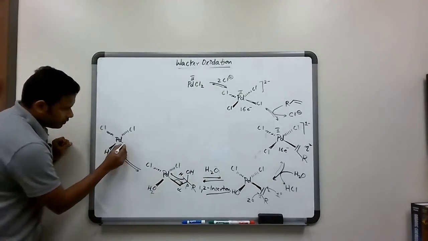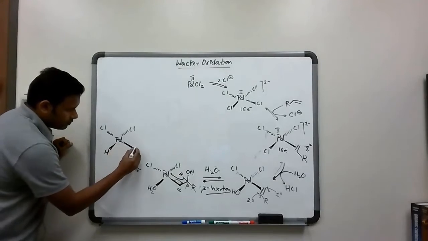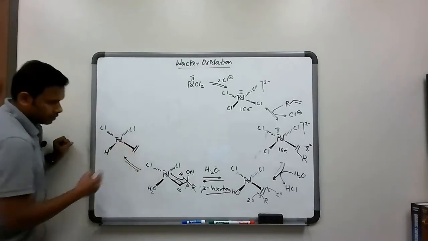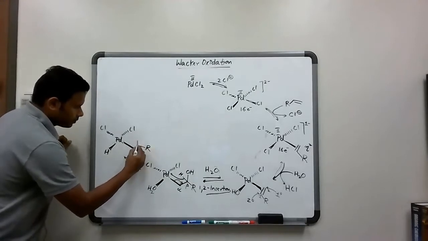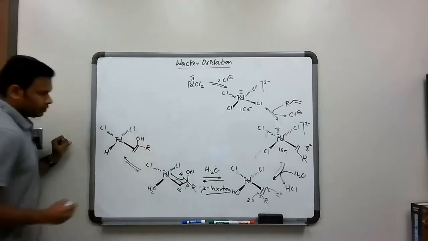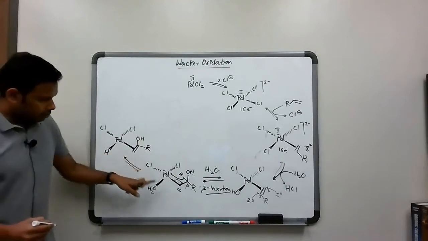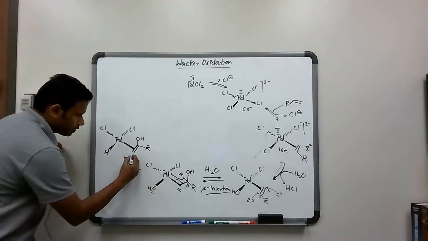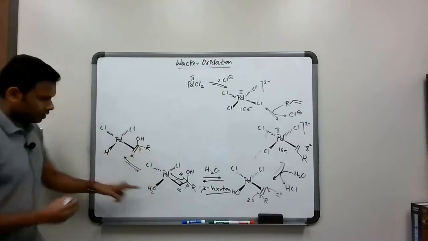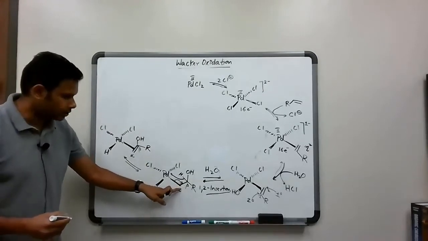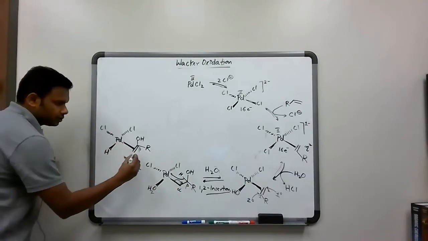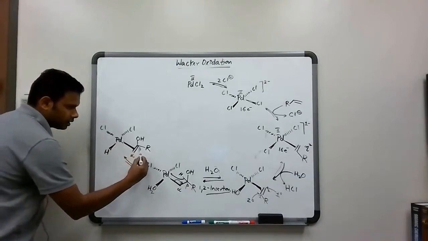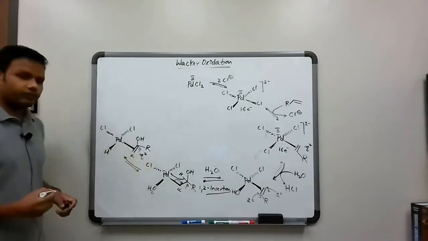And we get this species here with a pi bond between your alpha and beta carbons based on this structure, and the palladium is again coordinated to that double bond in an eta-2 fashion.